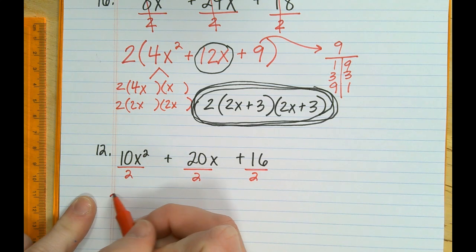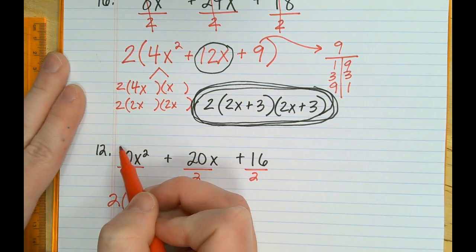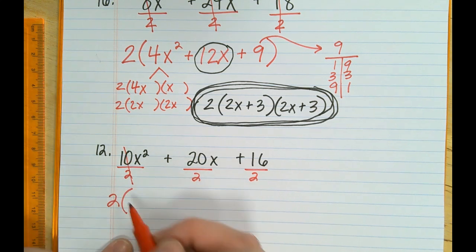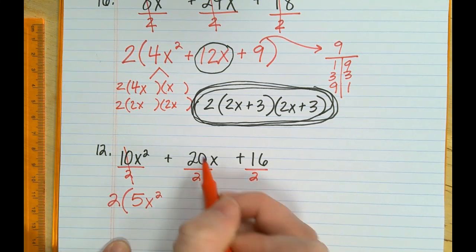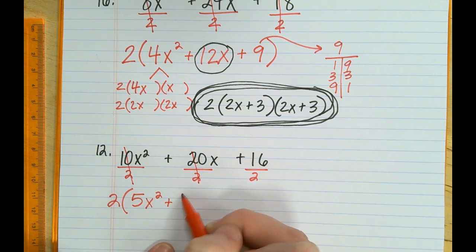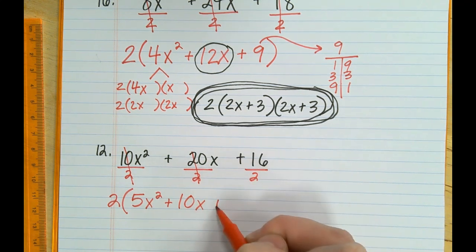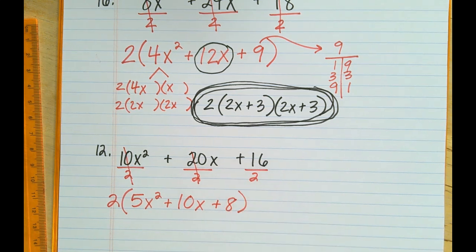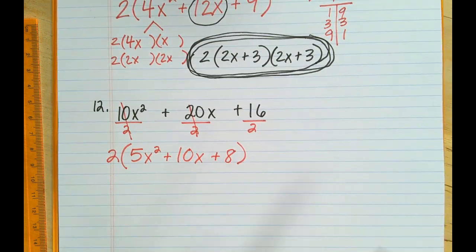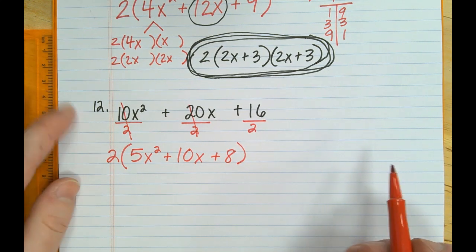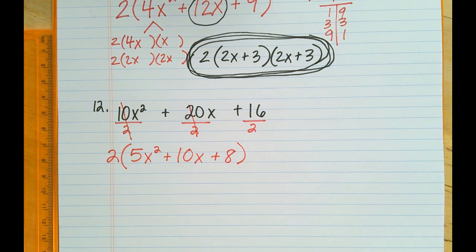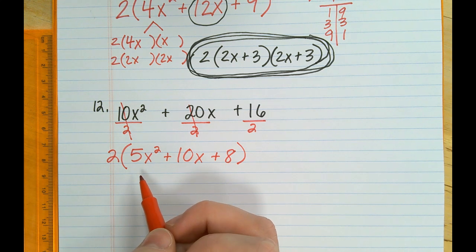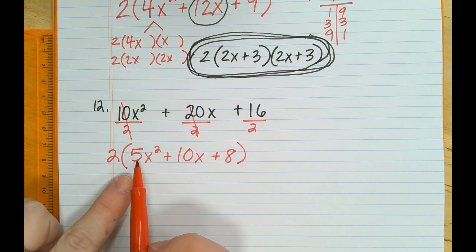So, I'm going to bring down my 2 and divide each term. 10x squared divided by 2 is, yep, 5x squared. 20x divided by 2, 10x. 16 divided by 2, 8. Okay. Now we're at this point and there's no more greatest common factors. So I know I'm done doing that part. Now we want to check our A. Is it greater than 1? It is greater than 1. So that means my answer is going to have A in it.